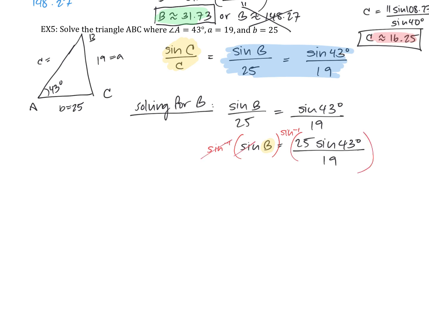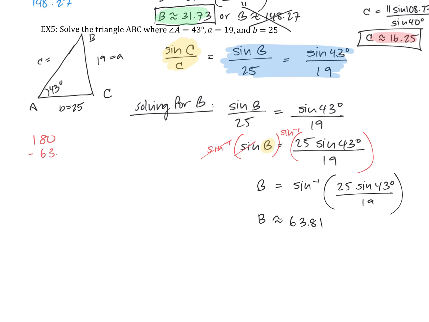Those cancel out. So we have b is going to equal sine inverse of 25 sine 43 degrees divided by 19. Plugging that into the calculator, we get b is approximately equal to 63.81. And once again, this is the first angle we found, which means we need to take into consideration the possibility of another triangle. So 180 minus 63.81, that gives us 116.19 as the other possibility.